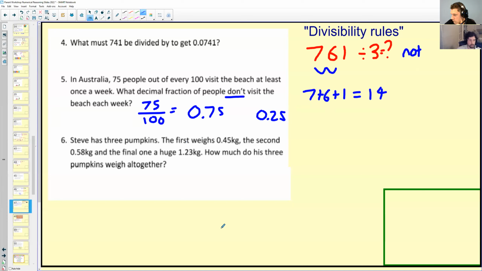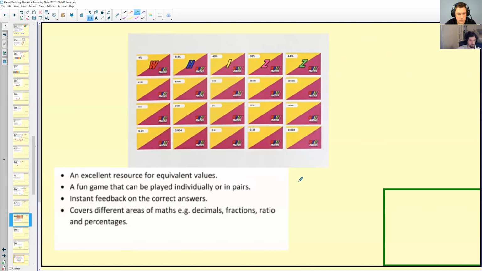Number 6, Steve has pumpkins. Again, how much they all weigh together. So just being able to add, and ensure that you've lined up your values properly, could throw students for a loop if they've not come across it before. Certainly, I've seen questions in a similar manner where this value will actually be 450 grams. So now we're at kilograms and grams, and then being able to say, oh, hang on, let's get them all into kilograms first, then add them up. Again, they can throw students and slow them down.